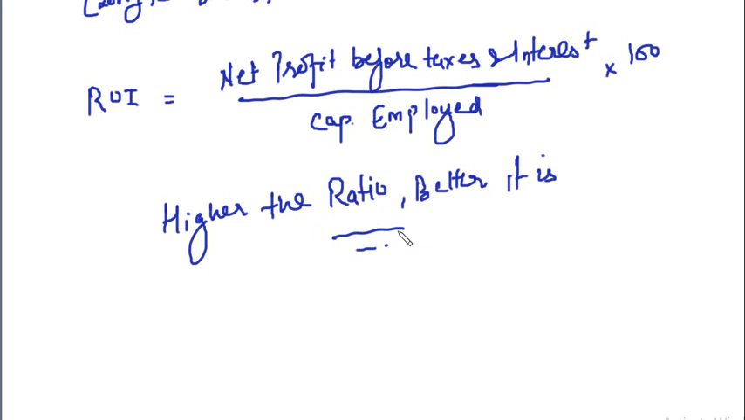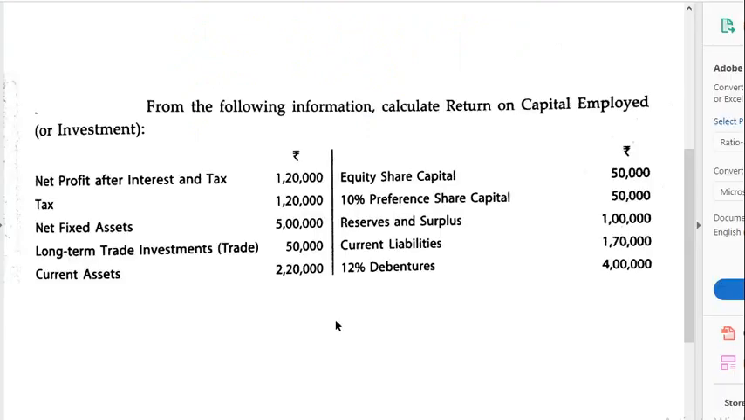So let's do a practical problem on this. Right. From the following information, calculate return on capital employed or investment. We are given net profit after interest and tax 1,20,000. We are given tax as 1,20,000. Net fixed assets of 5 lakhs. Long-term trade investments 50,000. Current assets 2,20,000. Equity share capital 50,000. Preference share capital 50,000. Reserves and surplus 1 lakh. Current liabilities 1,70,000 and 12% debentures of 4 lakhs.